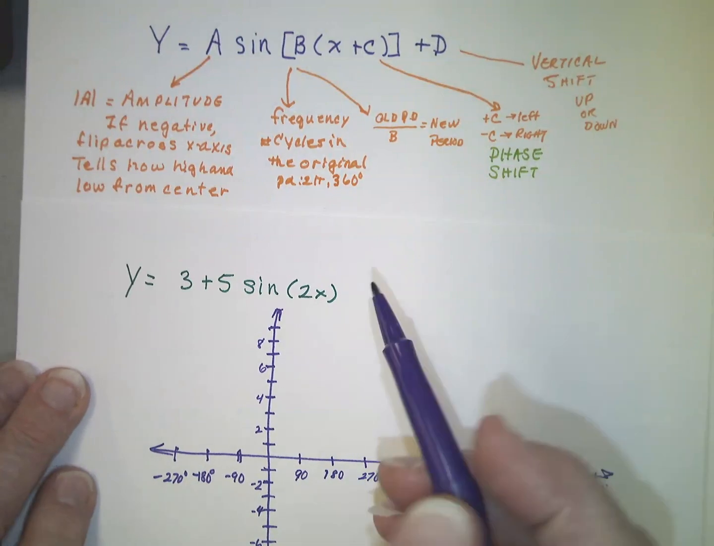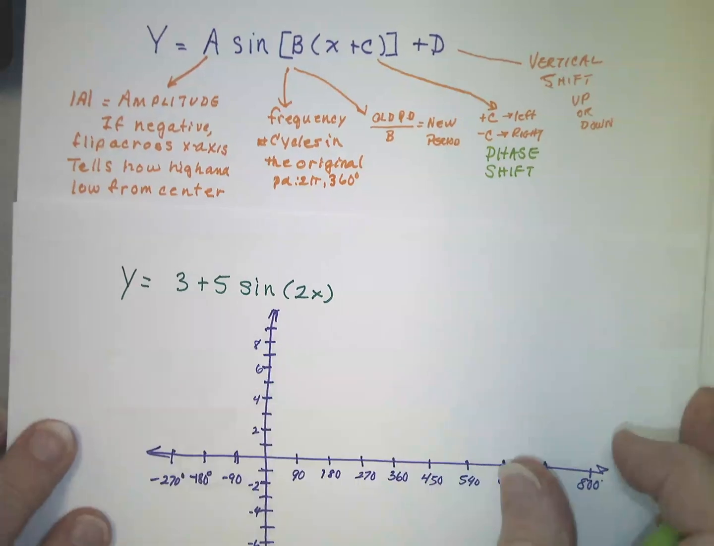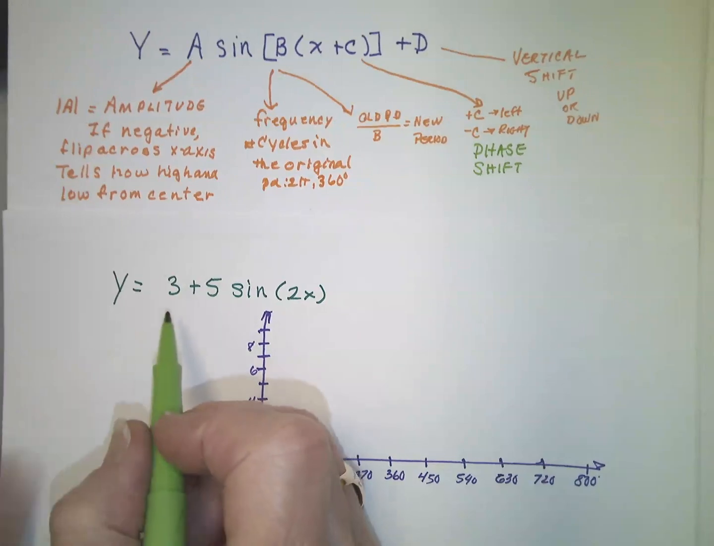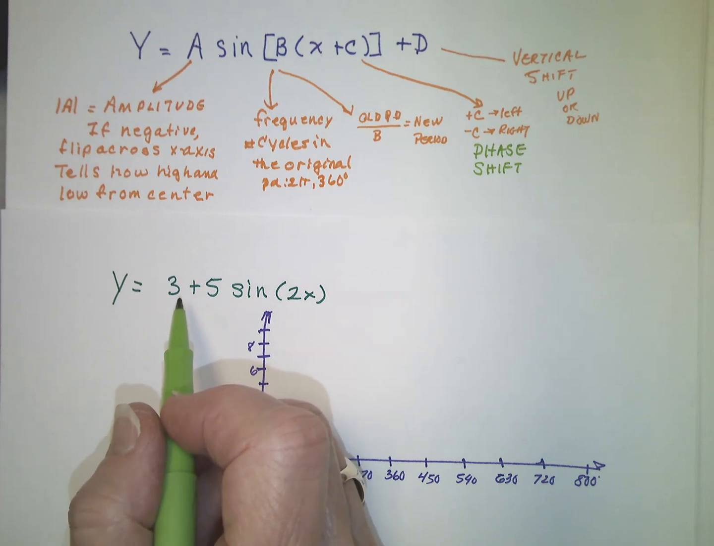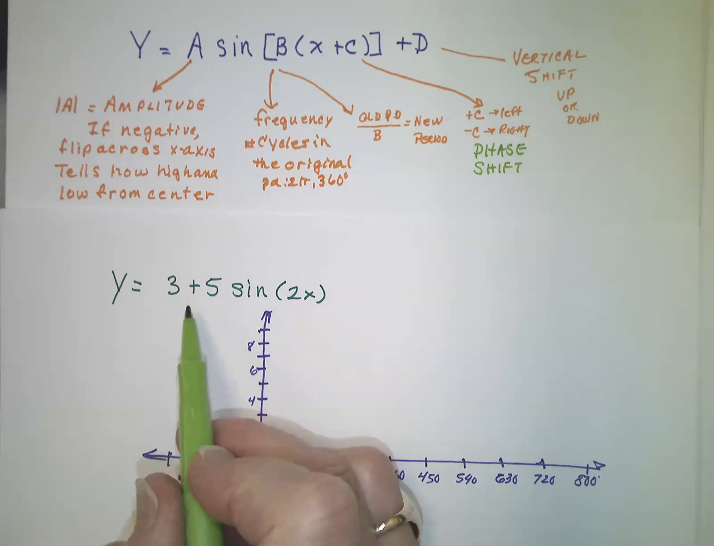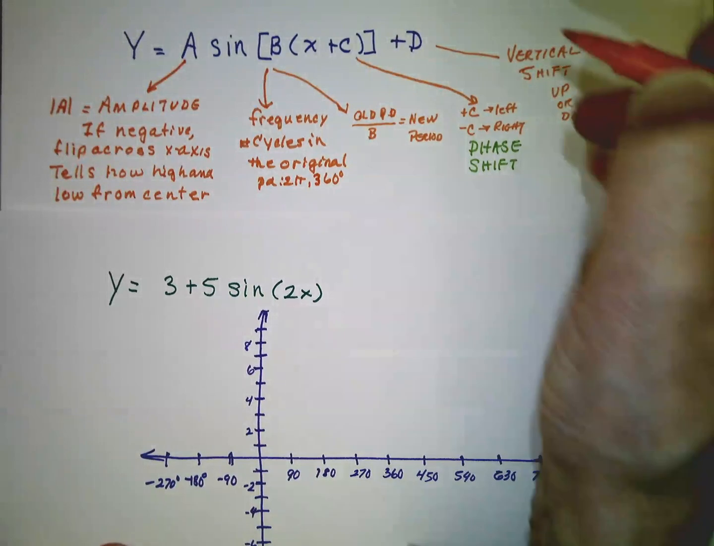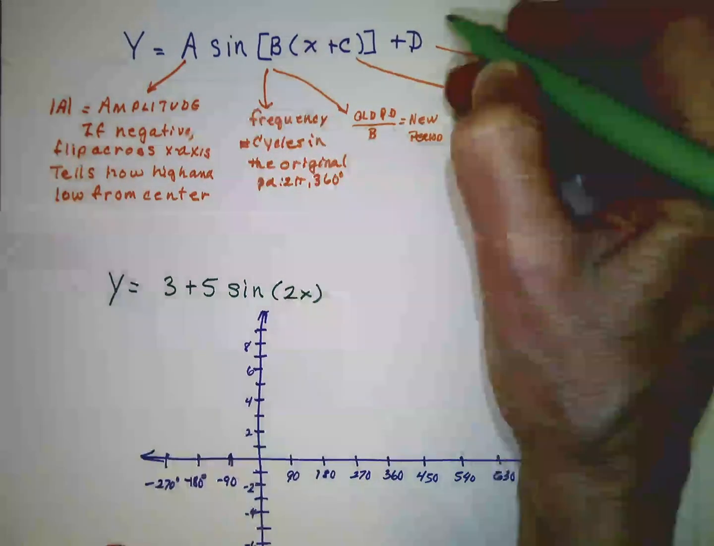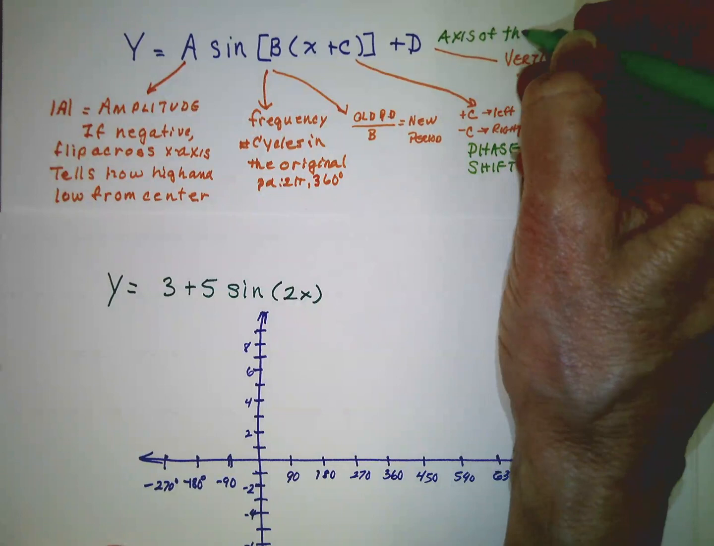I borrowed this from another textbook. And they put the 3 first. A lot of the world, like y equals mx plus b, b is the y-intercept, a lot of the world puts the y-intercept first because that's where you begin on the graph. And that is actually where we're going to begin. We're going to begin with this d here, which besides being the vertical shift, in wave notation, this is also the axis of the wave.